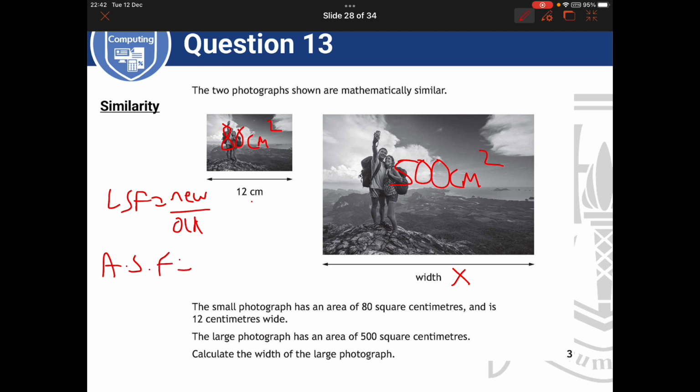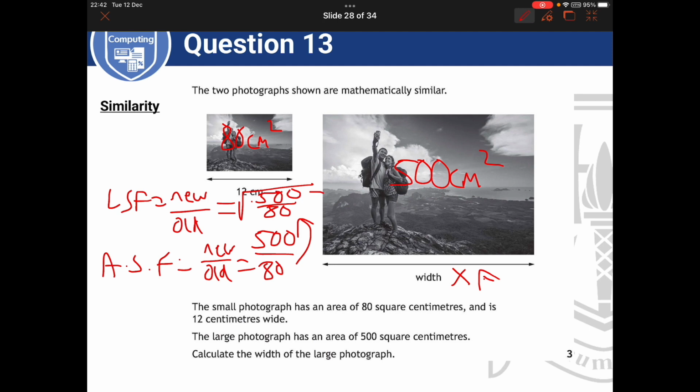Because I can do that, the new over the old. Well, the new one is the one with the something missing, it's the one with the x on it, so this is the new shape. I'm looking for a bigger measurement, so I want a number that's going to make it bigger. So 500 over the 80 is my area scale factor. So how would I turn that back into the linear scale factor? Well, we know the area scale factor is the linear scale factor squared. So I kind of want to undo the squared. So to undo the squared, to get back to the linear scale factor, I'm going to do the opposite of squaring, which is the square root. So the linear scale factor here is the square root of 500 over 80.